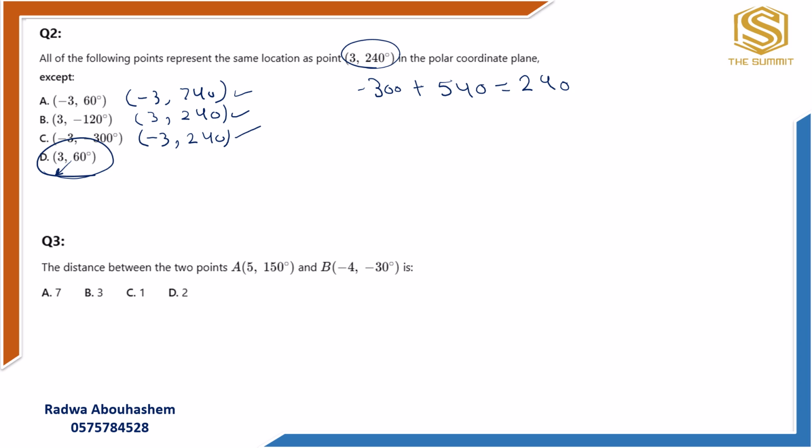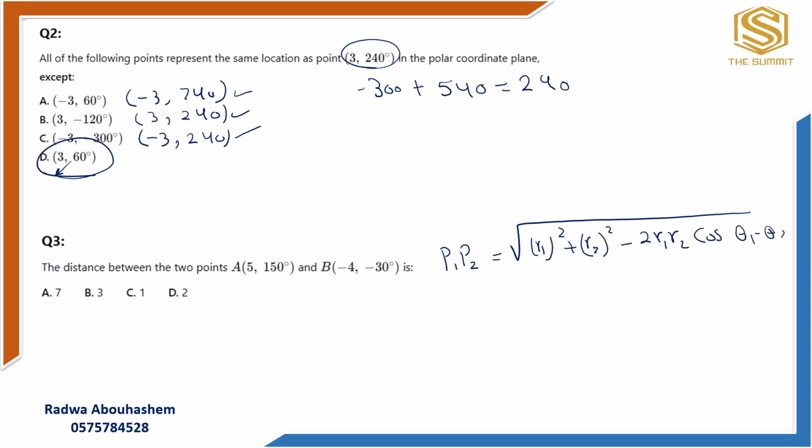So here's my answer. Now we'll go for question 3, the distance between the 2 points. I have 2 points and I have to apply the formula for the distance. Let me remind you with it. Take the square root, a big square root: r1 squared plus r2 squared minus 2 r1 r2 cosine (theta 1 minus theta 2).